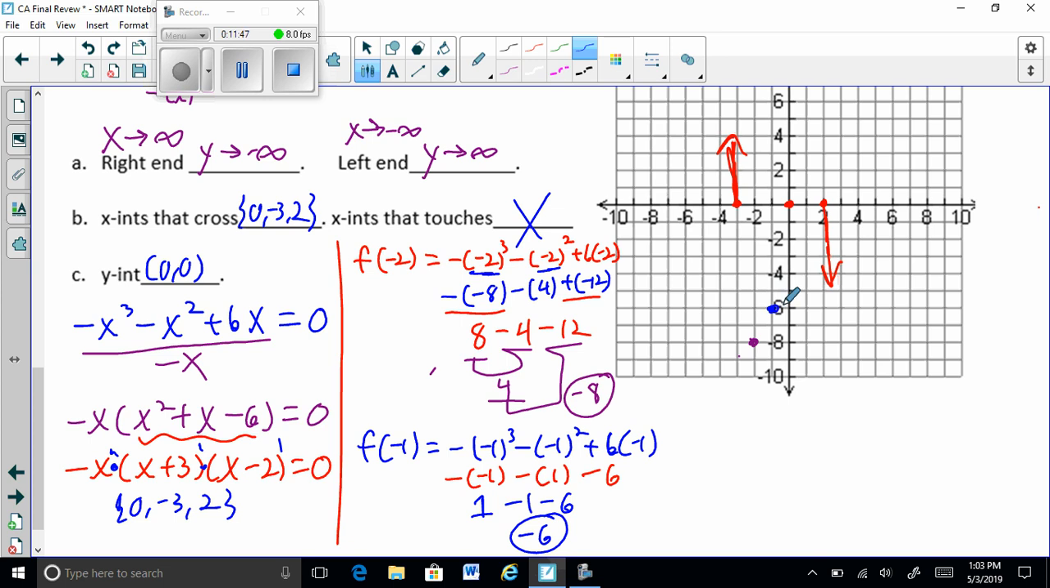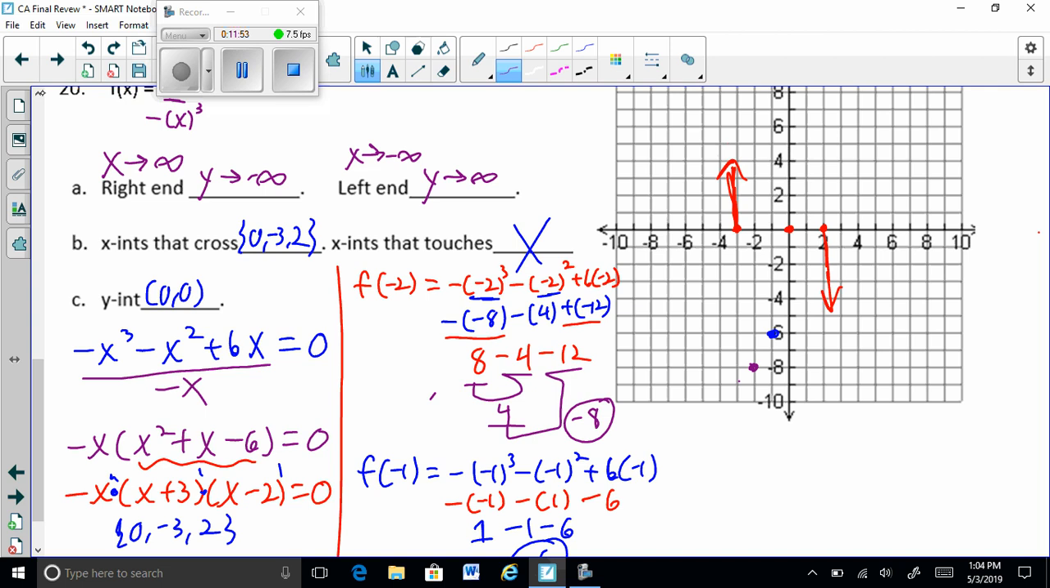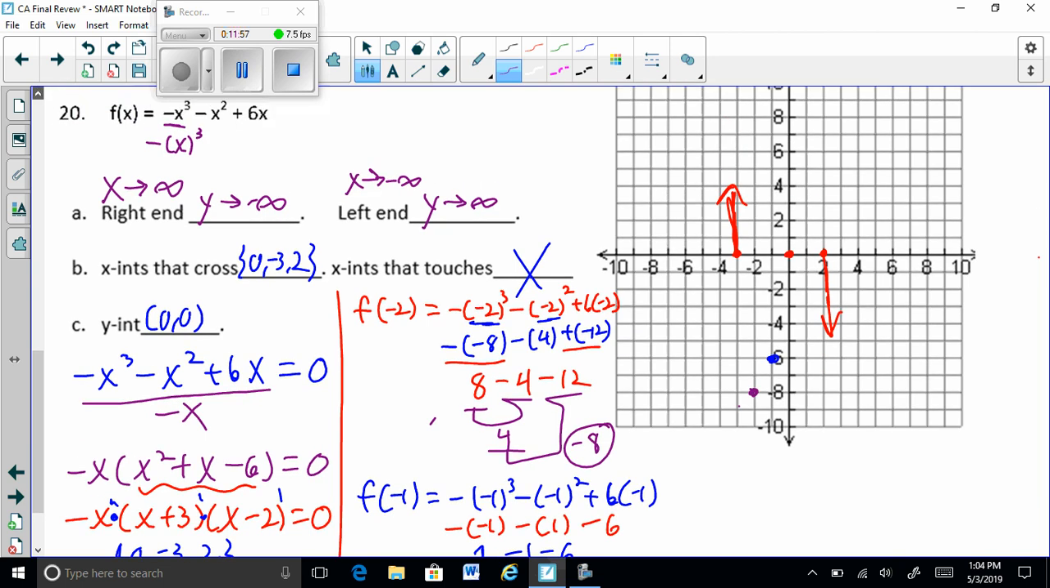The last thing I need to do is f of positive 1. I'm going to scroll back up so I can see my equation. So f of positive 1: negative, parentheses, 1 to the third power, minus 1 to the second power, plus 6 times 1. 1 to the third power stays 1, but you've got that negative on the outside. Then minus 1 squared is 1, and then you have a plus 6. When you bring this all together, it comes out to 4. We'll go up here to 4.